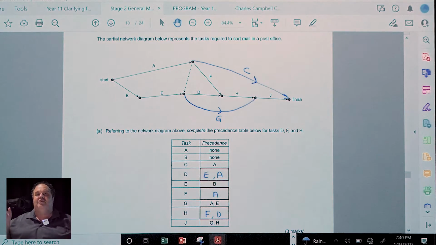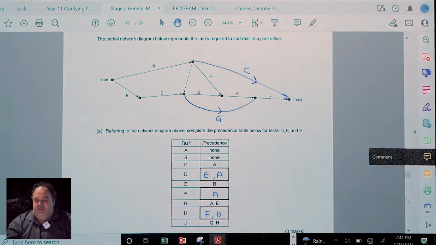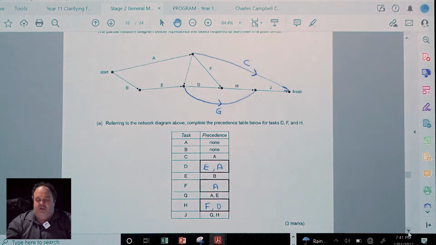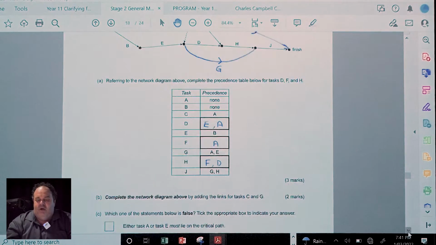So that is actually a true statement. It doesn't have to be both of them, but either one of those has to be on there. Because I either go from here, I either have to go A and around, or I could go B, E, D, H, J. So one of those two has to be on the critical path. But they could both be on the critical path if there's two. If there's two critical paths, they could both be on.